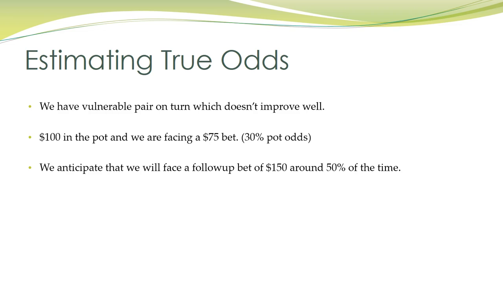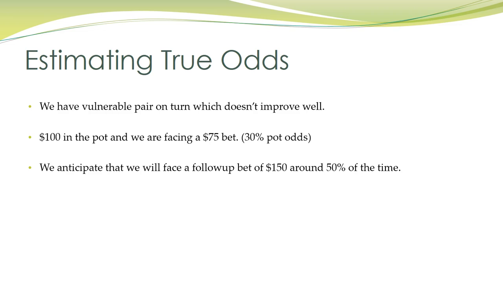Let's just say that we anticipate that we will face a follow-up bet of $150. Makes sense, right? Because there's going to be a decent amount in the middle. There's going to be an extra 150 in the middle if we call. There's going to be 250 in the middle if he bets 150, that seems to make sense. But let's just say we check his stats, for example, and he bets about 50% of the time in the river, and that's his standard sizing. It's not a difficult estimate to make.